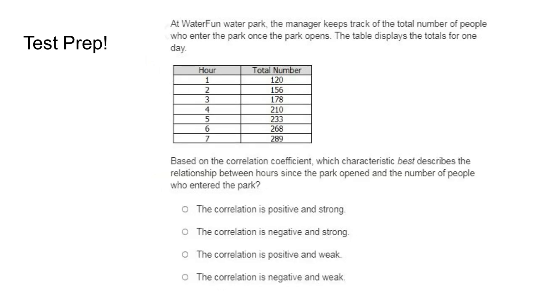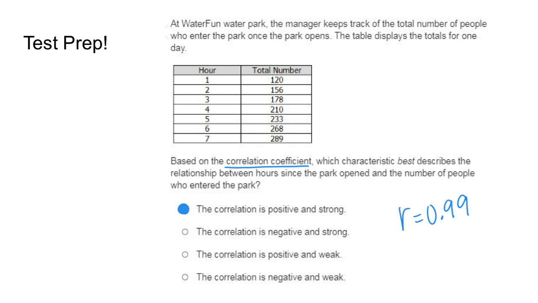All right, take a look at this. It gives a table of values, and it says, based on the correlation coefficient, which characteristic describes the relationship between the hours since the park opened and the number of people who entered the park? So take a minute, go find your correlation coefficient for this problem, and then make a decision about what you think the correlation tells you about that data. Pause the video, do that, come back and see if you were right.